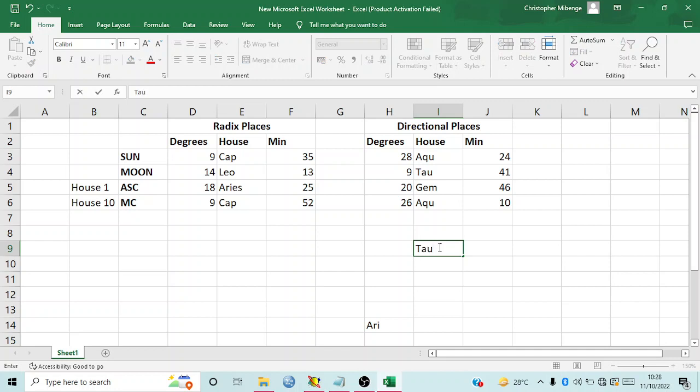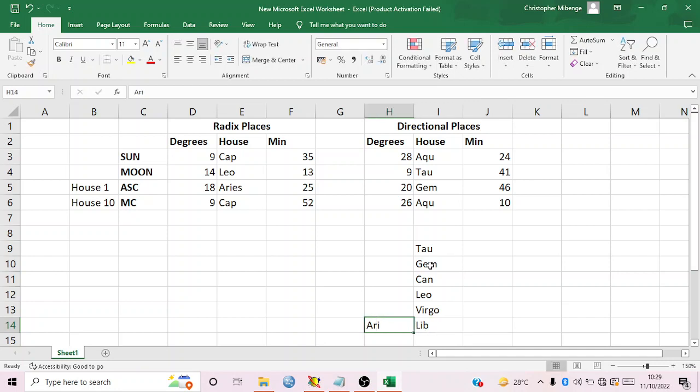So Taurus. After Taurus, we have Gemini, that's the third house. And then we move to Cancer. From Cancer, we have Leo. We've got Virgo. Then over to Libra, the 7th house.